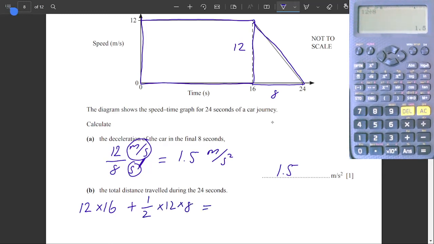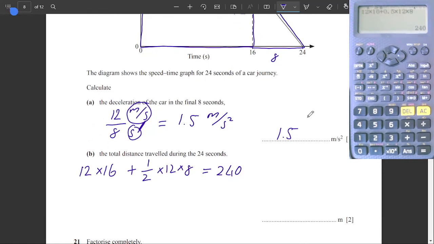So let's do that. First, 12 times 16 plus a half of 12 times 8. Bam, 240 meters. And we've done it. Just make sure your zeros look like a 0 and not a 6.